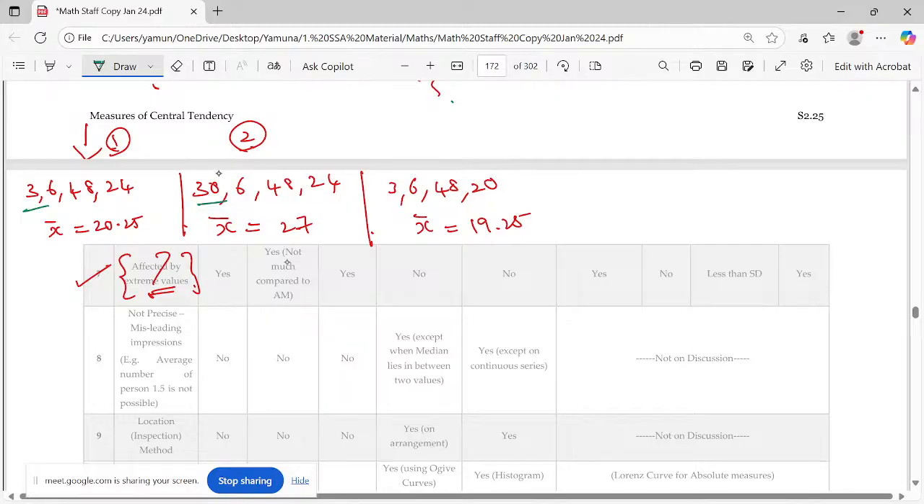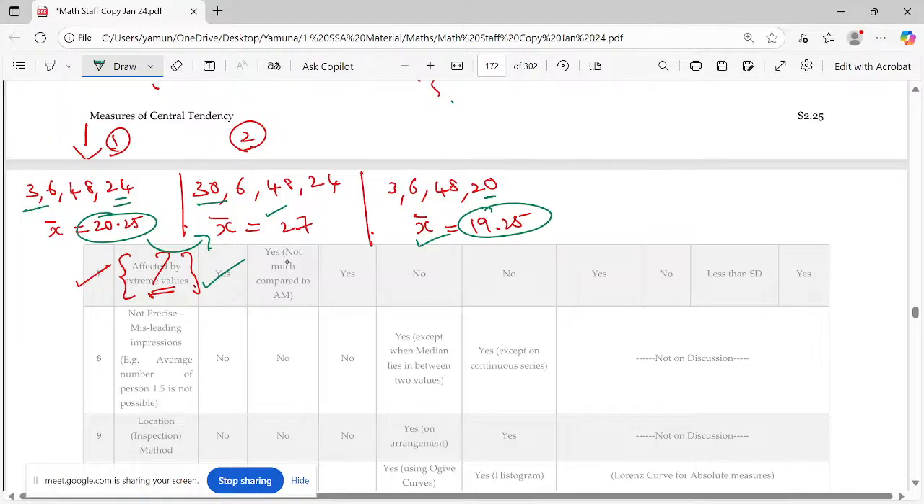So if I take this as 30, what will be my X bar? 27. See, there's a big jump. But here, instead of 24, if I take 20, not the extreme value, an in-between value, my X bar is not taking a big jump. Here is 20.25, here is only 19.25. So if the extreme values are changed, then it gets affected. Obviously, right? If I change a single value, there should be a change in mean.